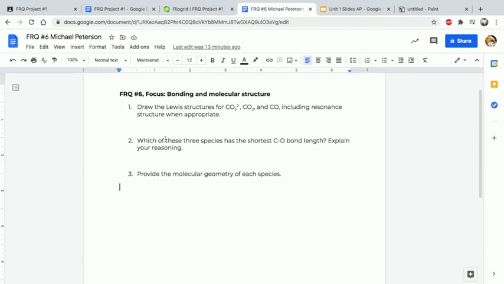Moving on to question 2. Which of these 3 species has the shortest CO bond length? Explain your reasoning.